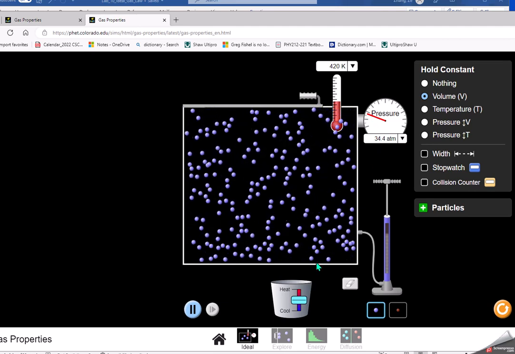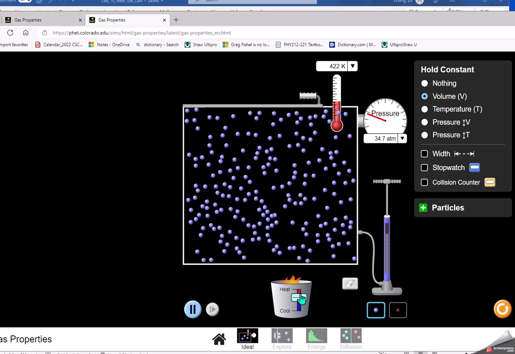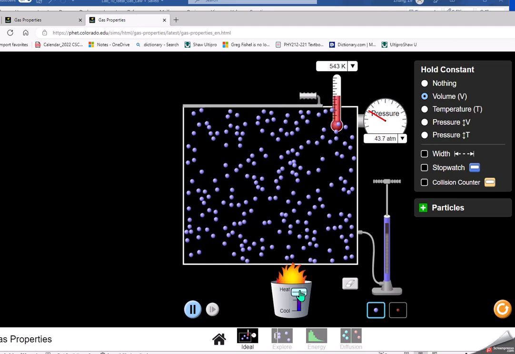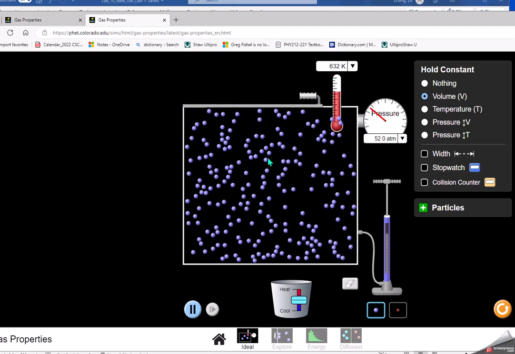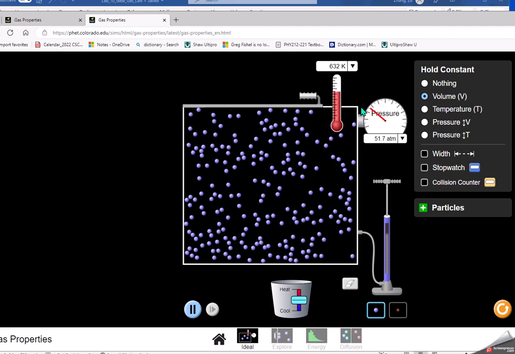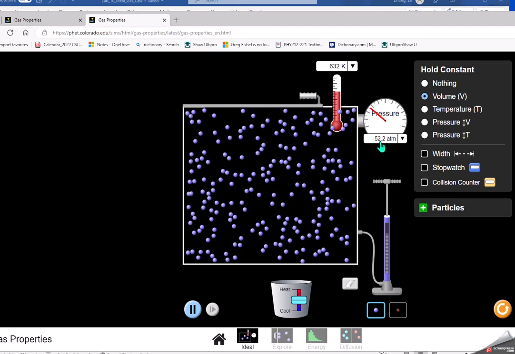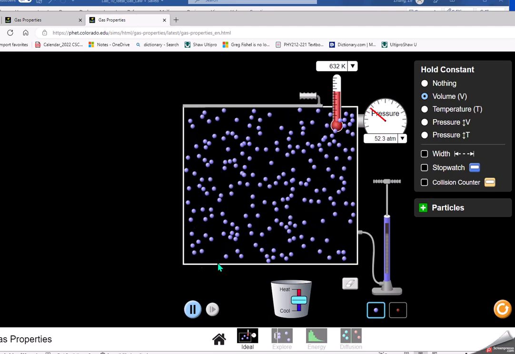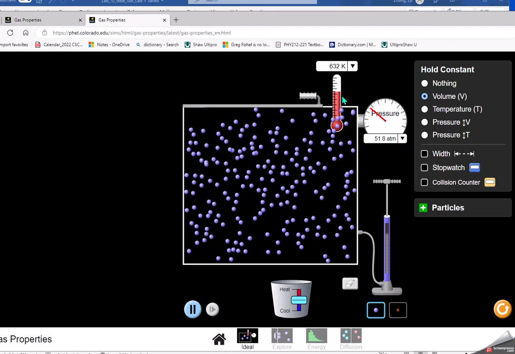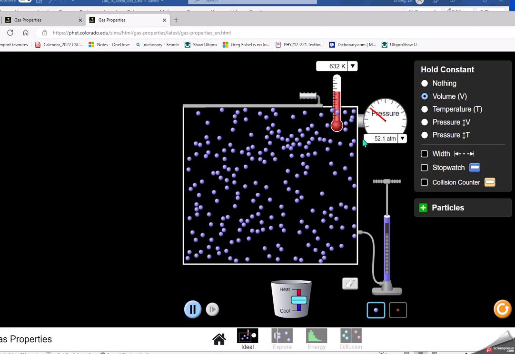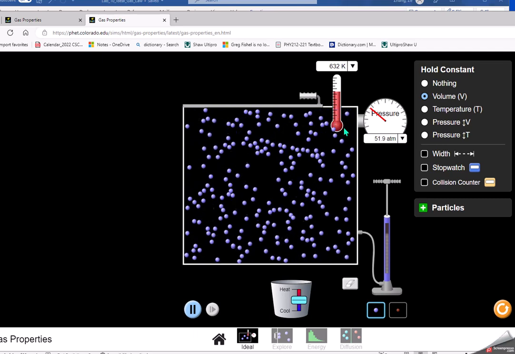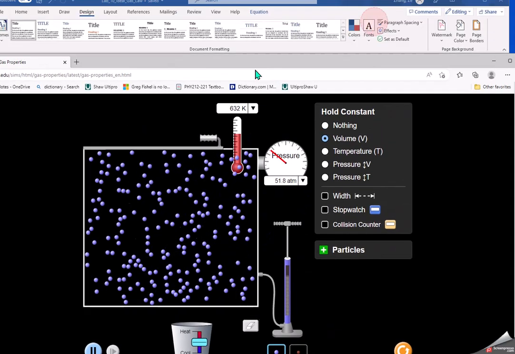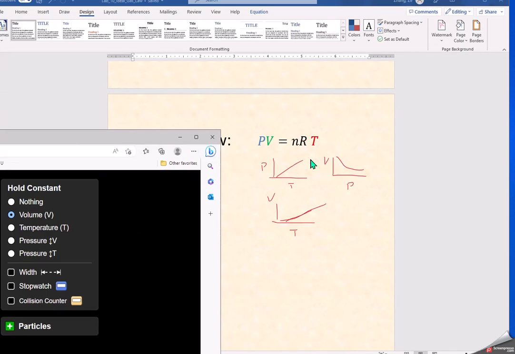Now let's make it 600 degrees. The particles move faster, and the measured pressure is even higher. So if you hold the volume constant, you will have a simple relation between pressure and temperature: a linear relation. The higher the temperature, the higher the pressure. So that's how to explore this relation. Now let's see how about this one.